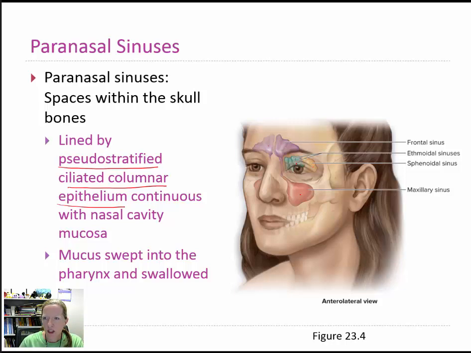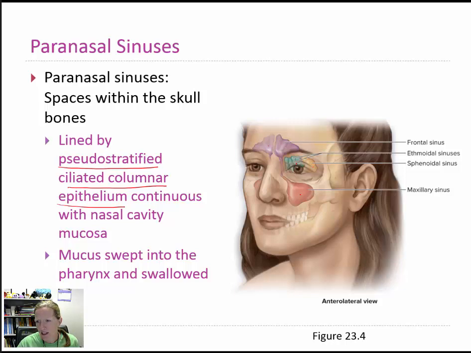These are also really good for resonance with your voice. If you've ever had a sinus infection or sinusitis, anything like that, then you can tell how they play a major role in your voice, because you sound a little bit different whenever you're all stopped up, and that's the reason why. Not only, of course, is your nose and nasal cavity stopped up, but these can get stopped up as well.